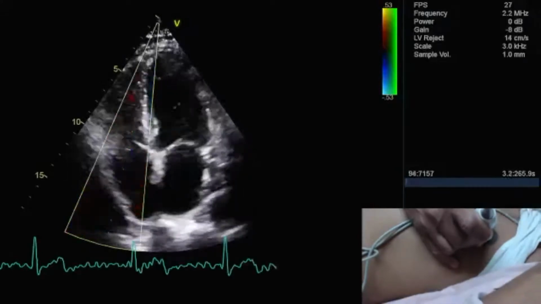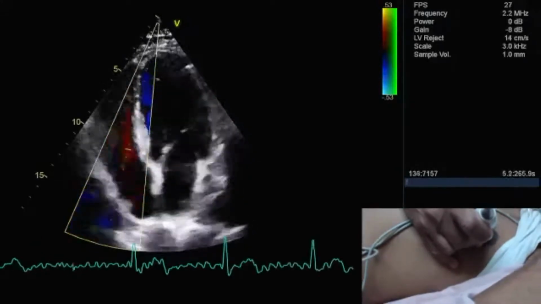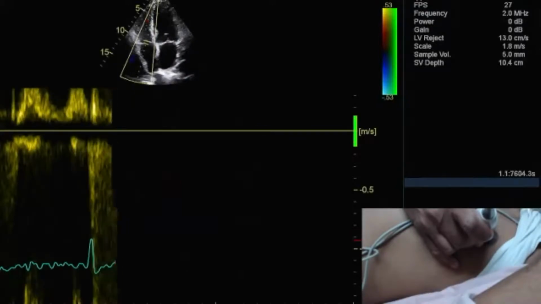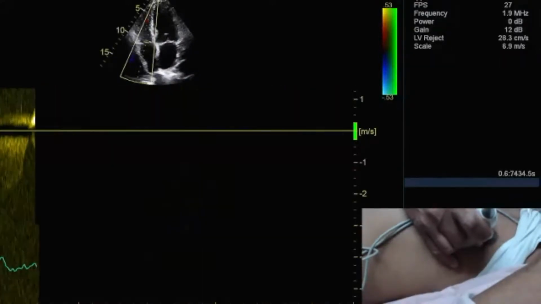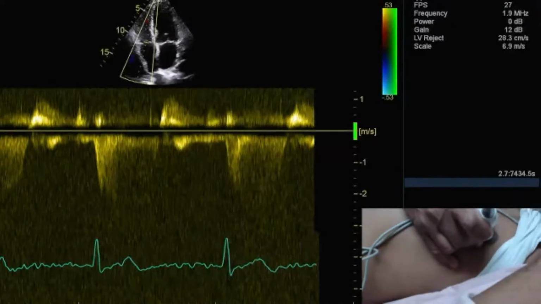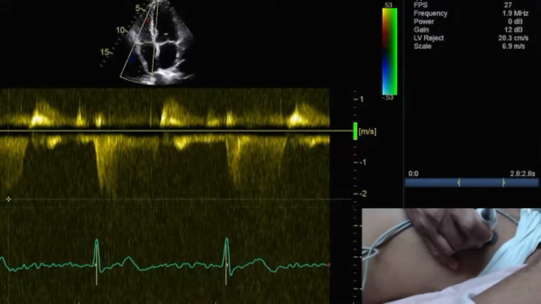Whether you take mild, moderate, or severe, that does not make any difference. It's a question of the velocity which is being interrogated. Now I'm measuring the velocity of the TR jet. A very good Doppler spectral pattern has come. This is a TR jet velocity of 2.19 meters per second, giving a gradient of 19 millimeters of mercury.